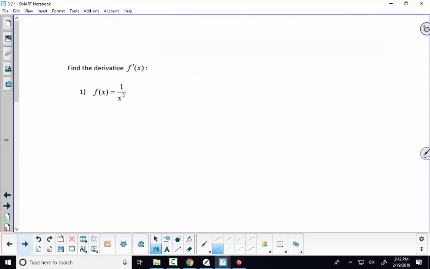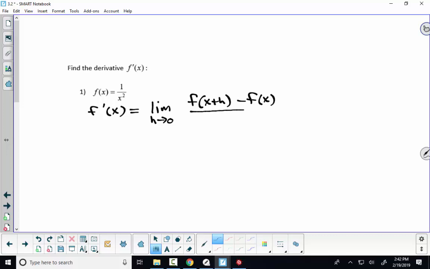So a couple more examples like this. Find the derivative of 1 over x squared. Again, this is a function that involves a quotient. Our definition involves a quotient. So the lowest common denominator process is going to be involved here. So you've got to remember the definition. The definition of f prime is the limit as h approaches 0 of f evaluated at x plus h minus f of x, all over h.